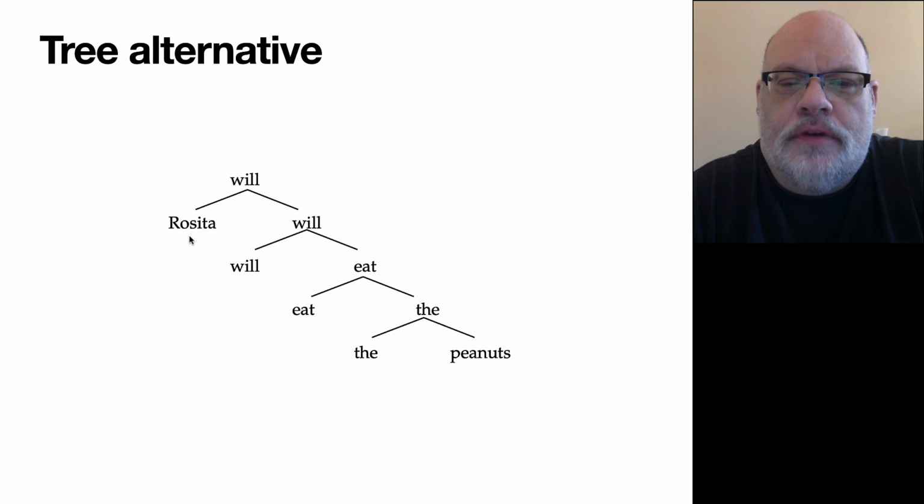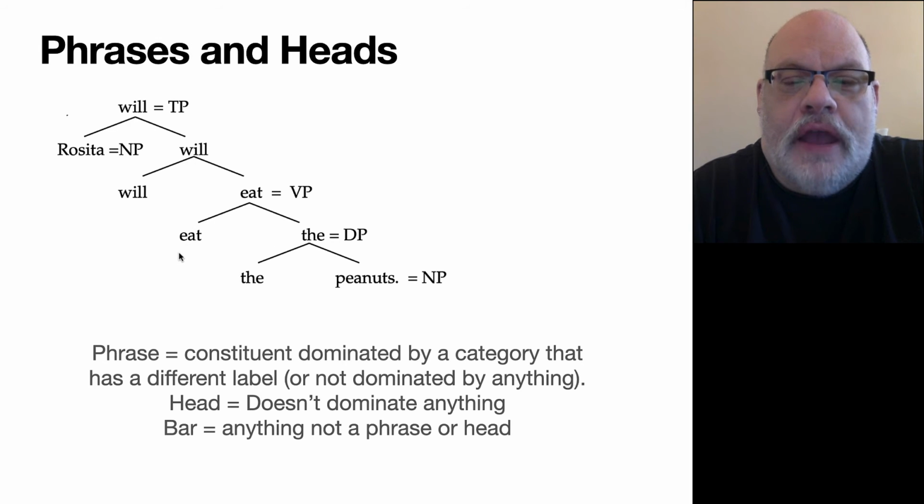So here's the intuition. Something is a phrase if it is dominated by a category that has a different label or isn't dominated by anything. So Rosita here is a noun phrase because it is dominated by will, which is a different category. So therefore, this is a phrase. Will is a phrase because it's not dominated by anything. By contrast, this will down here is dominated by another will, which is dominated by another will. And therefore, this is not going to be a phrase at all.